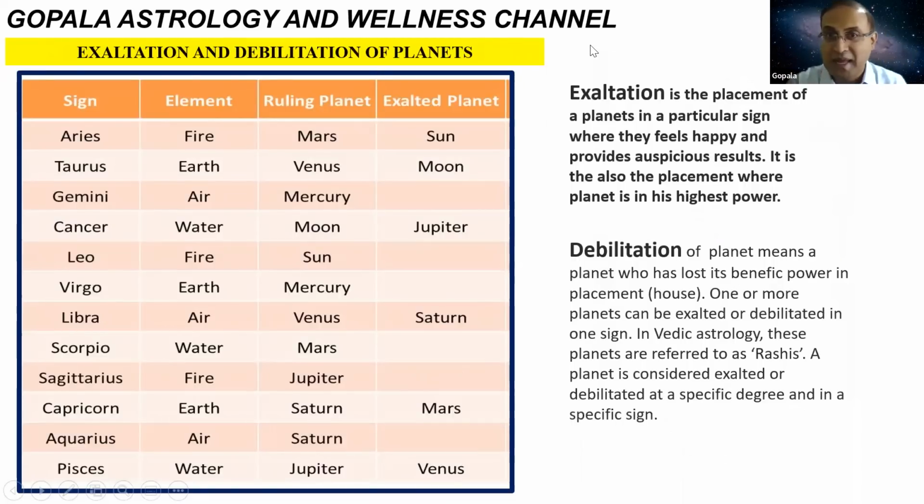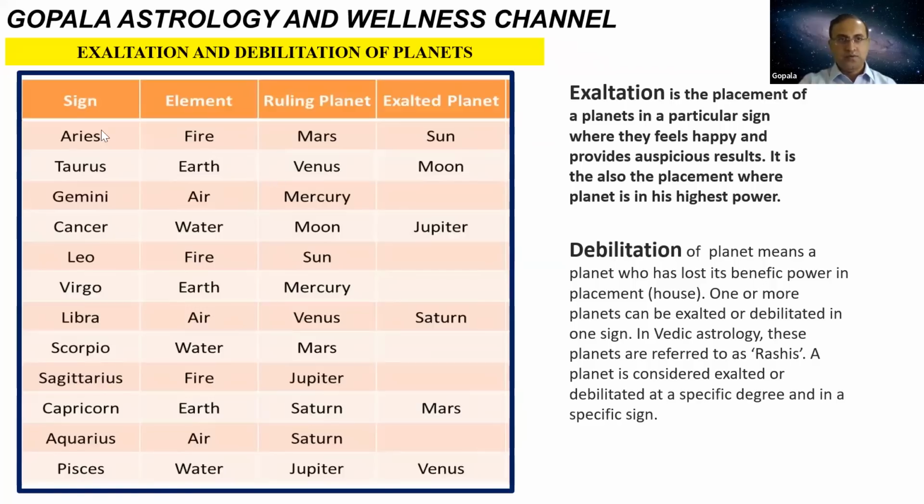Exaltation is placement of planets in a particular sign where they feel very happy. It's the best place, and the planet gives the maximum results. 100% results can be obtained whenever you are lucky to be born with exaltation of planets. Debilitation is exactly the opposite. Debilitated planets do not give much results. And Mula Trikona Rashi can give 75% results.